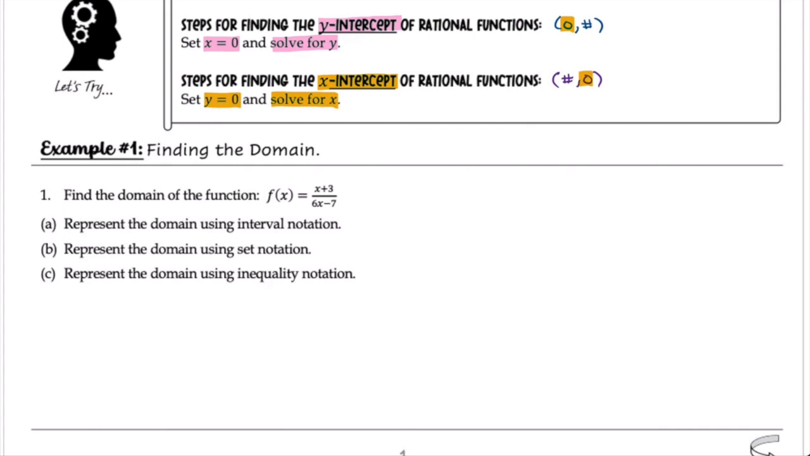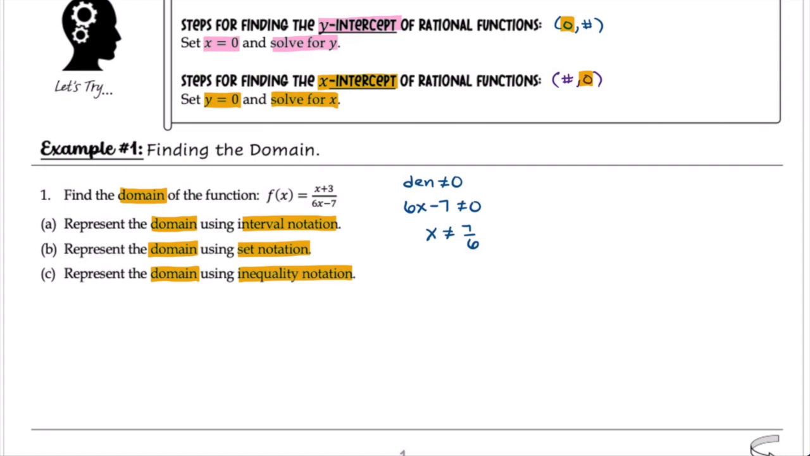We have: find the domain of the function f of x equals (x plus 3) over (6x minus 7). We want to represent our domain using interval notation, set notation, and inequality notation. So the first thing that we're going to do is set the denominator not equal to 0. Our denominator is 6x minus 7. I set that not equal to 0 and solve for x, which means that x cannot equal 7/6.